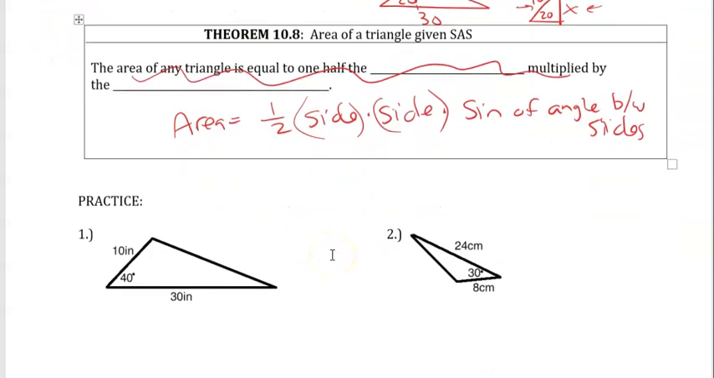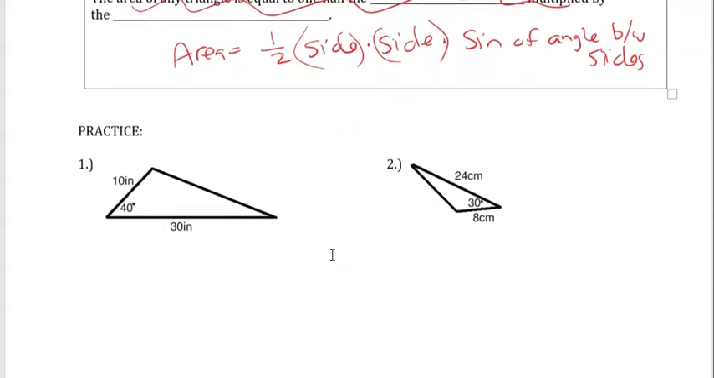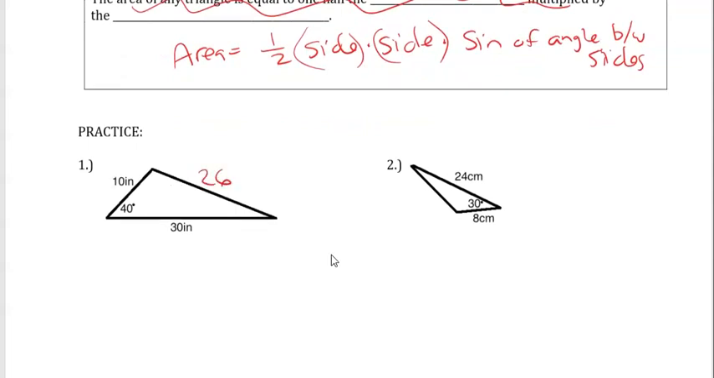So let's take a look at this problem right here. I'm going to throw in an extra number. Let's say that this was 26. Which two sides are important? Which two sides are including an angle? Is it the 10 and the 30 that have an angle between them, or the 26 and the 30? The 10 and the 30. So watch how easy this is. 1/2 side 10 times side 30 times sine of the angle between the sides. That's it. This formula will always work if you have two sides and an angle between.